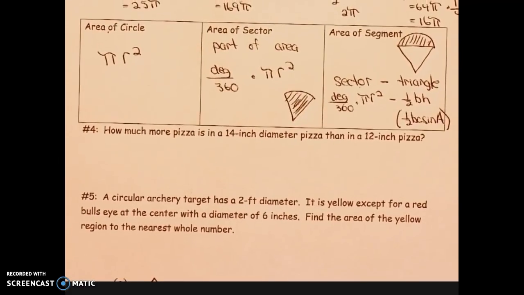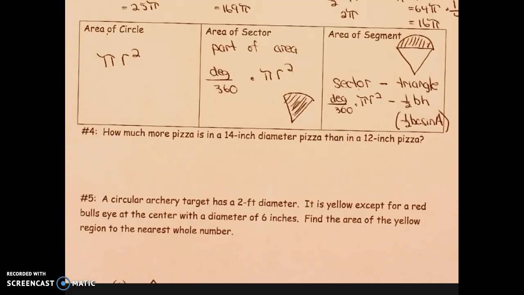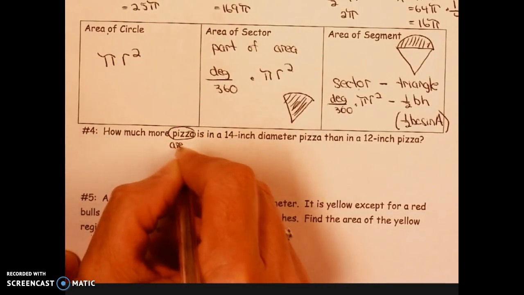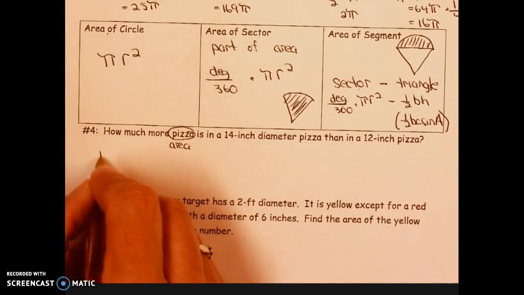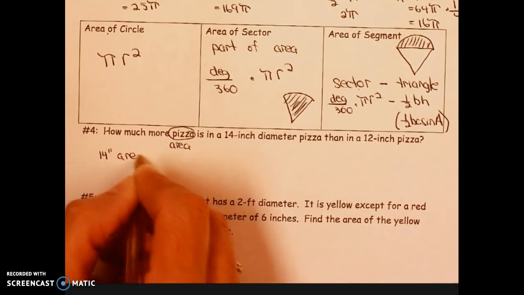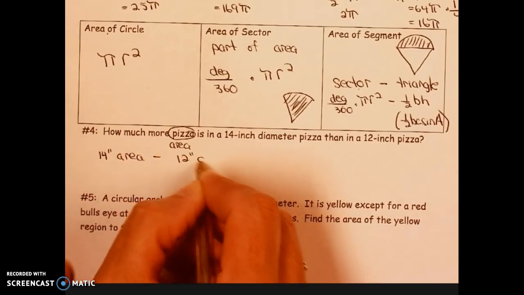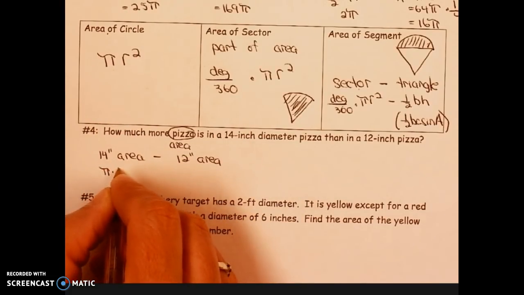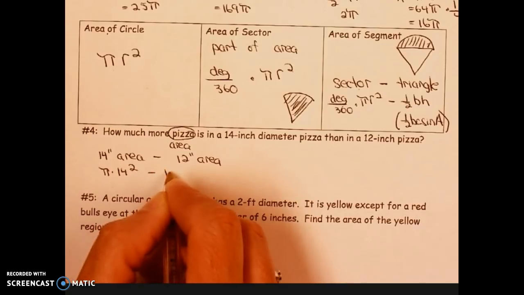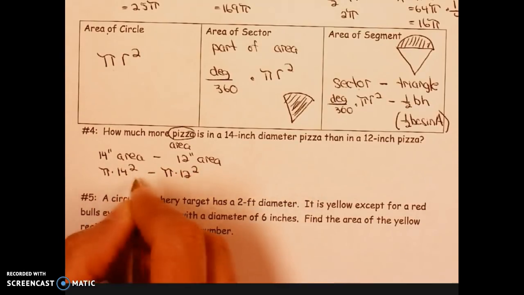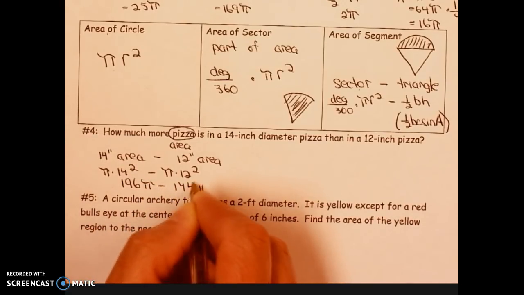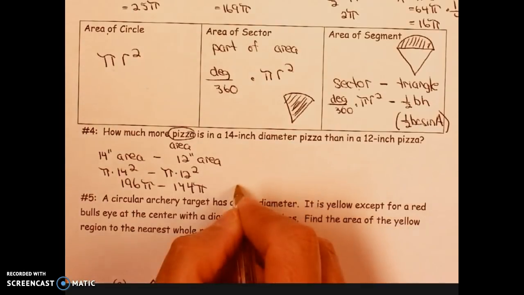All right, let's move on to question number 4. They want to know how much more pizza is a 14-inch diameter than a 12-inch diameter. If we're talking pizza, we are talking area. So we want to compare the 14-inch area to the 12-inch area. Our formula is sitting right here. We've got pi times 14 squared minus pi times 12 squared. This is 196 pi minus 144 pi.